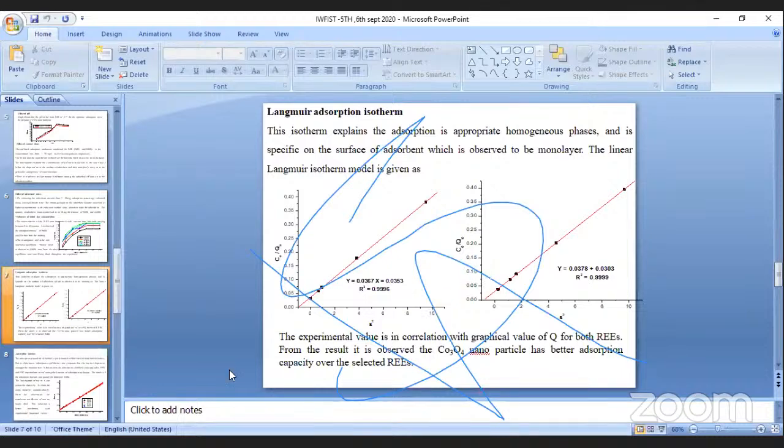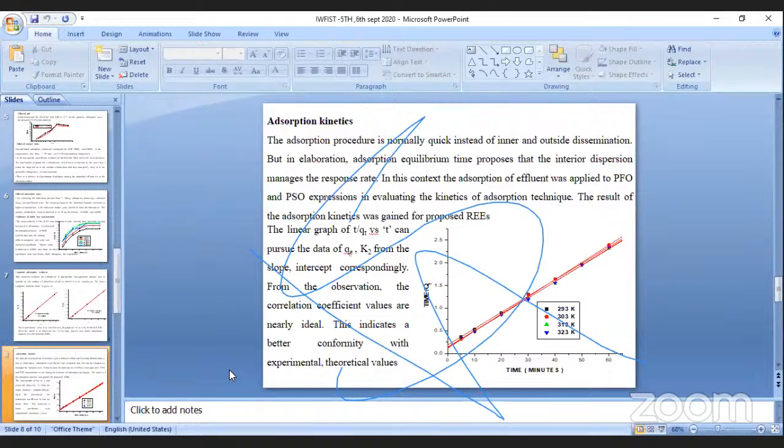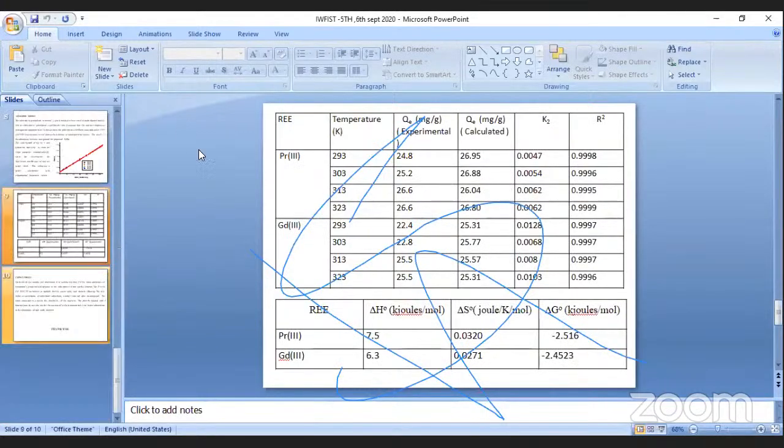Then adsorption kinetics. Adsorption is a process which is normally quick, instead of inner and outer diffusion. So these adsorption studies we have conducted at various temperatures, starting from 293 Kelvin to 323. You can observe the graph. Then these are the parameters that we have concluded from the obtained graphs.